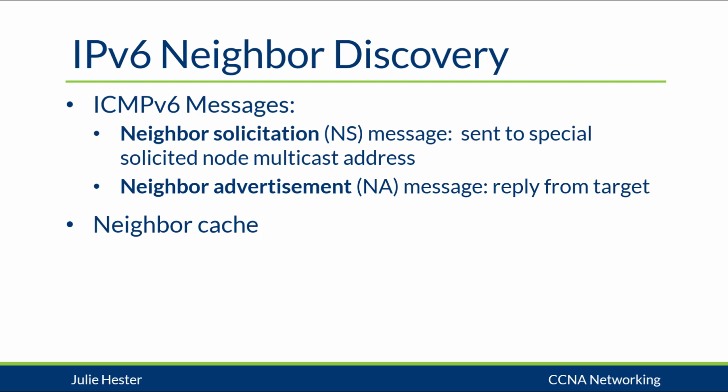IPv6 uses a different process using the ICMPv6 protocol. Instead of sending ARP requests, devices send neighbor solicitation or NS messages. This message is not sent to a broadcast address, but to a special solicited node multicast address. The target of the NS message replies with a neighbor advertisement or NA message. Devices store the neighbor discovery information in a neighbor cache.